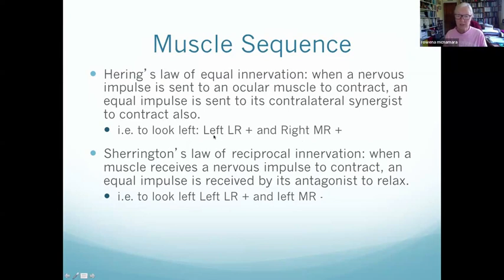So in order to look to the left, you need the left lateral rectus and the right medial rectus to be activated. Now, as you know from your biology, thinking about your legs, your arms, when one muscle contracts, you've got to have the antagonist relaxing. So you have to switch off the opposing muscle, otherwise nothing will happen. So when a muscle receives a nervous impulse to contract, an equal impulse is received to its antagonist to relax. So on the left side, looking to the left, the lateral rectus contracts, so it gets a plus, but the left medial rectus has to be turned off to enable the left eye to look to the left. So these are what we call the laws of innervation. Herring's is the equal innervation and Sherrington's is the reciprocal, the opposite.